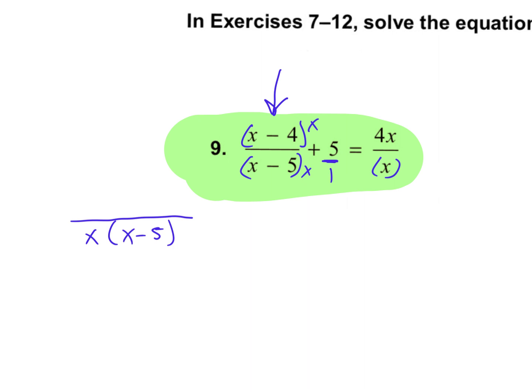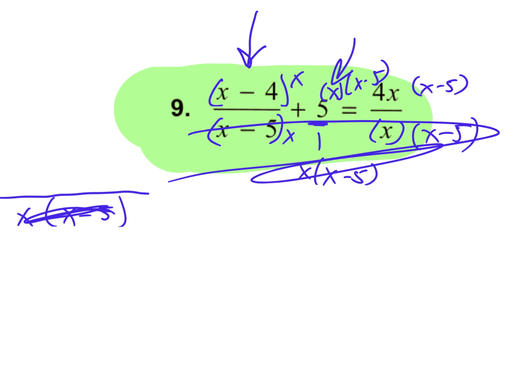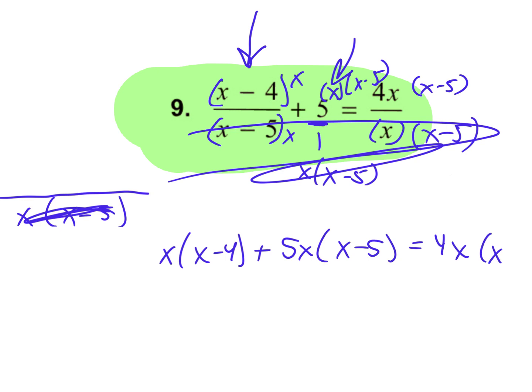The second fraction has a 1. What is it missing? X times x minus 5. So what you do to the bottom, you do to the top. The third fraction has the x. What is it missing? X minus 5 and x minus 5. Now that the denominators are all the same, you don't have to look at them anymore. They're gone. Just use that as a guide to say, okay, I need them all to be the same. So let's rewrite our numerator. It's x times x minus 4 plus 5x times x minus 5 equals 4x times x minus 5.